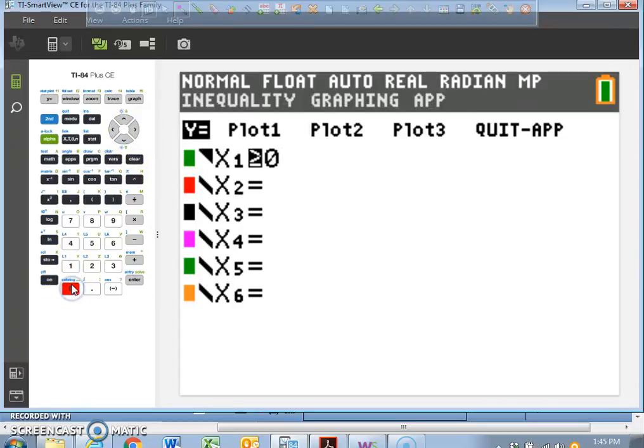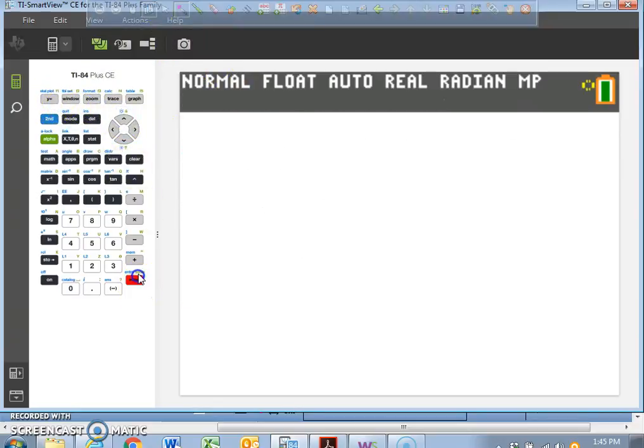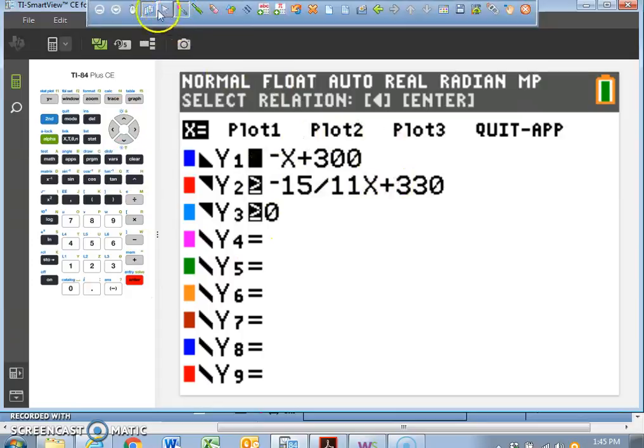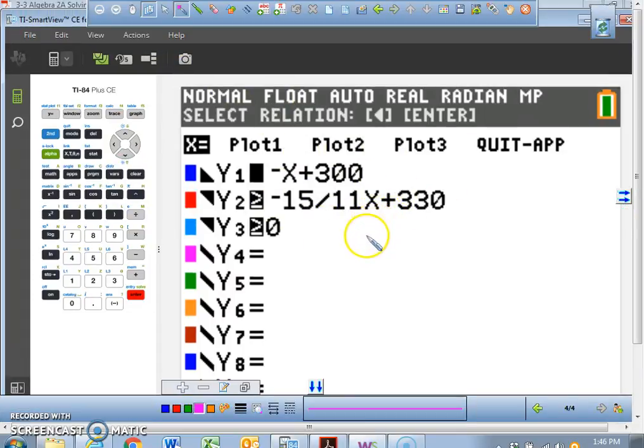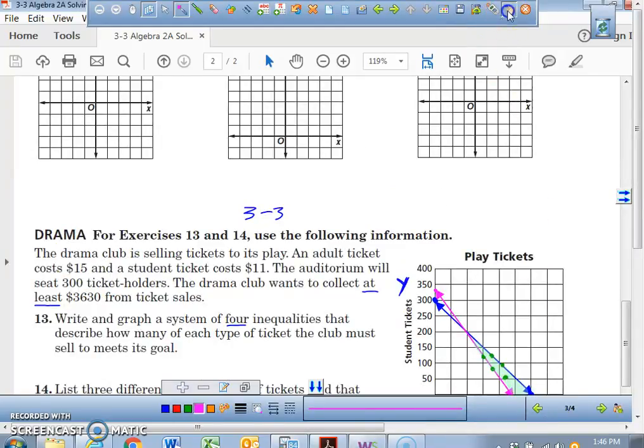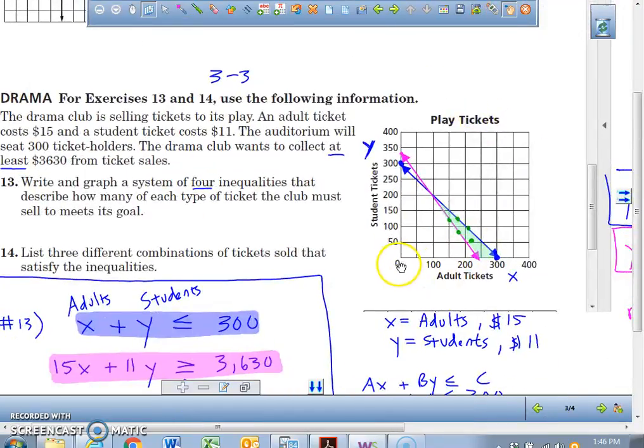Now, before I hit graph, everybody, we have to change our window settings. All of these graphs we will not see on the screen because if we look at our window settings, we have to change this. We got to go from 0 to what? 0 to 400 and 0 to 400. And what's the scales? These are all going up by 50s, right?